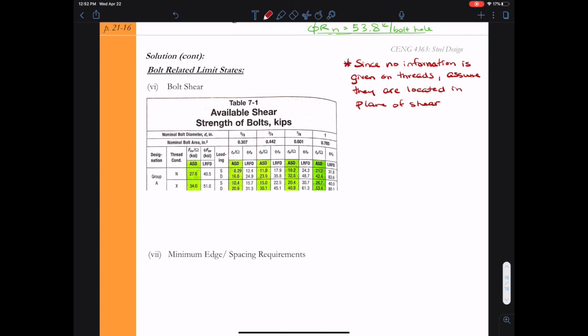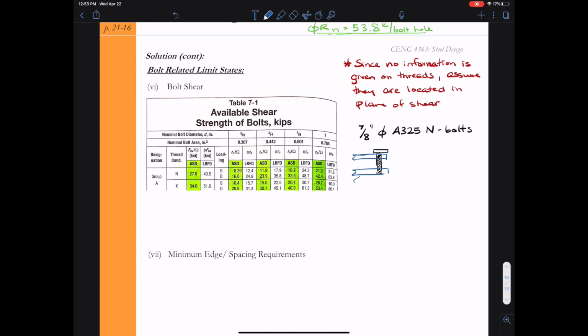It was given to me that we were using A325 bolts, which is a group A type bolt. And then I have to analyze my connection for the shear condition. So I see that I have a double splice plate on the left-hand side, and then I have a regular 1/2 inch by 8 inch plate on the right-hand side.